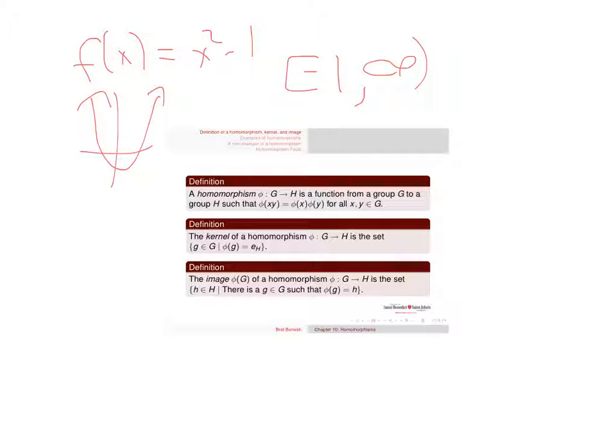We can also define the image. The image is like the range from calculus. So x squared minus 1, if you were to graph this, it's a parabola, it's just down a little bit. The range would be from -1 to infinity. So that's analogous to the image. It's all the possible outputs, all the possible y values is the analog.